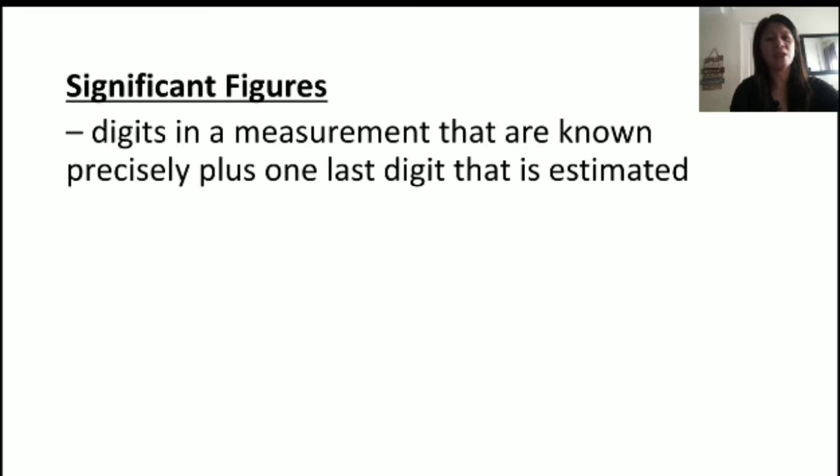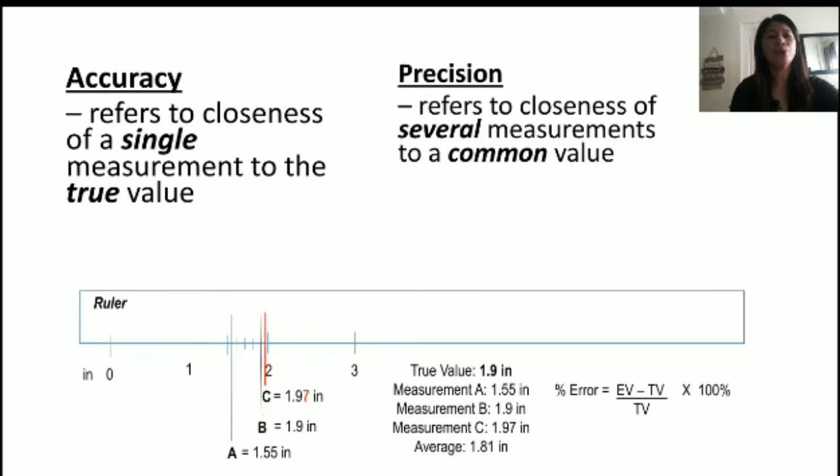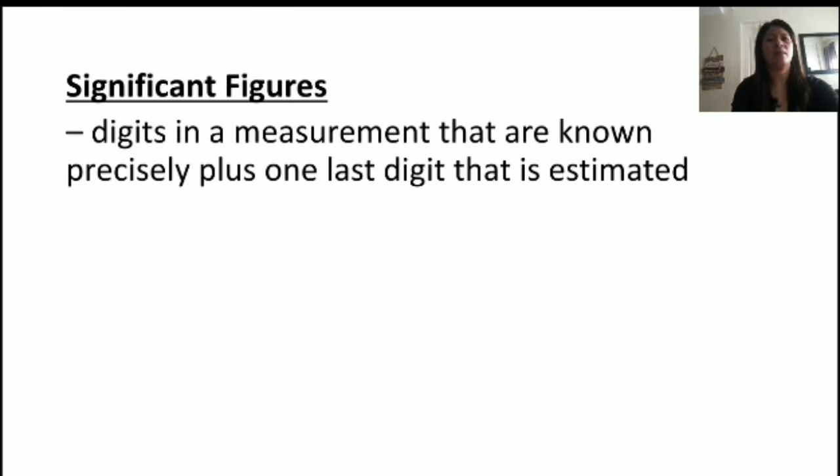On the other hand, for example, you determine the percent error for measurement C. So experimental value 1.97 minus true value 1.9 divided by 1.9 times 100, you will get less than 5% error. When the error is less than 5%, we can say that the measurement is accurate. So the smaller the percent error, the more accurate is your measurement. Let's now move on to significant figures.